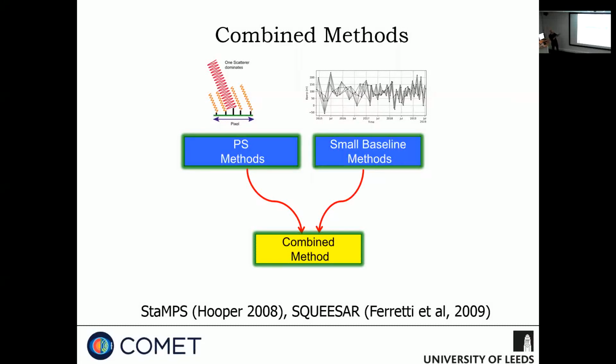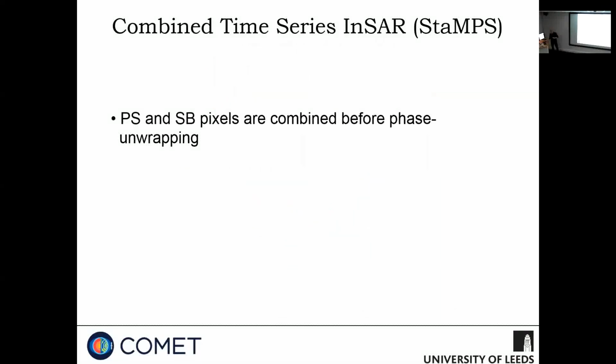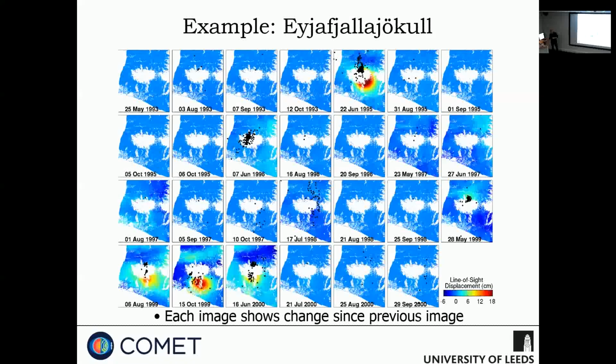Oh, sorry. I think actually that previous one I showed you was just small baselines. You can combine them like this. I won't go into too much detail about how you do it. You get a result like this. So again, this is the result for a similar time period. You end up with more points with the combined approach.